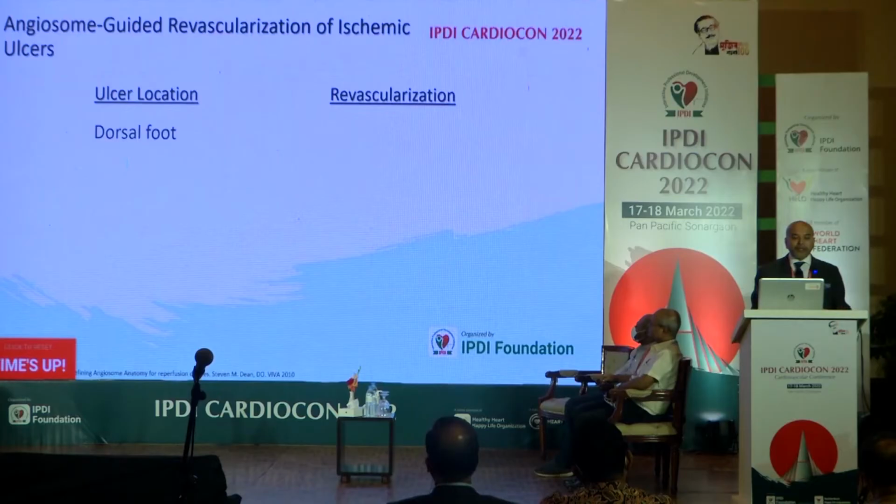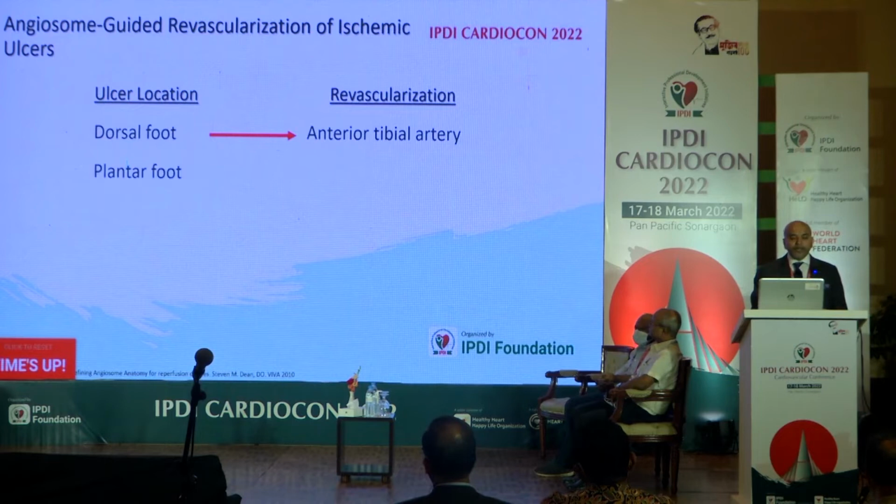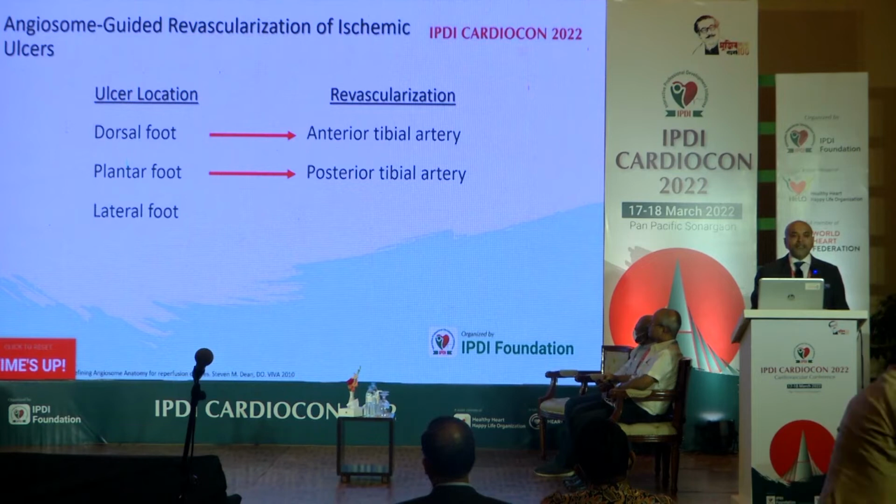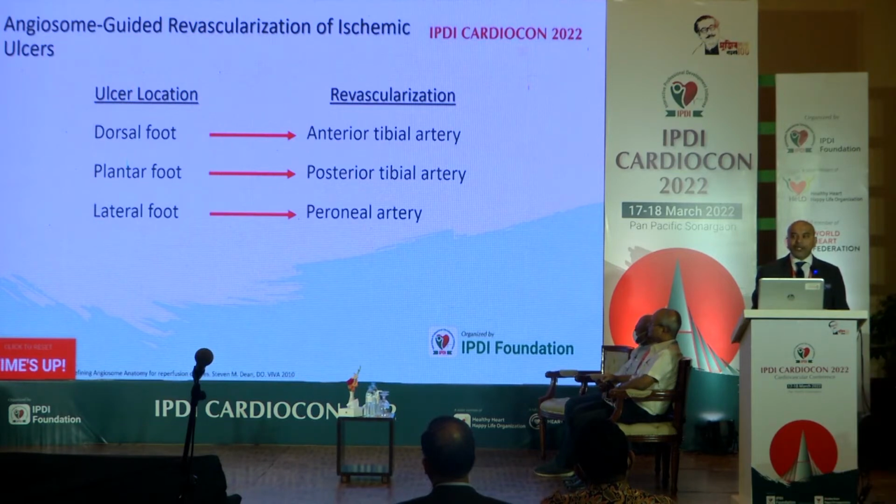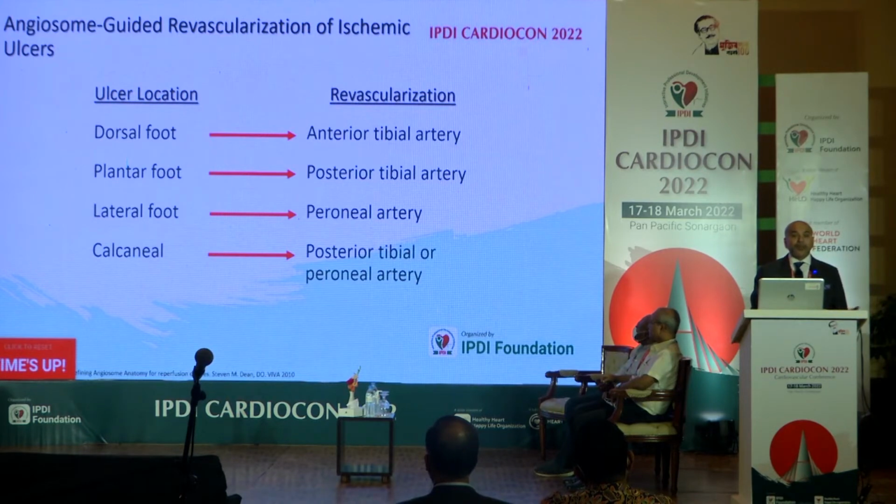So for example, if you're doing angiosome-guided intervention, if you have a lesion in the dorsal foot, then you would treat the anterior tibial artery. If it's the plantar foot, you would treat the posterior tibial artery. If it's the lateral foot, you would treat the peroneal artery. If it's the calcaneus or the heel area, it's probably the posterior tibial artery or the peroneal artery. And so this gives you an idea of how to proceed, algorithmically, as to which artery to fix.